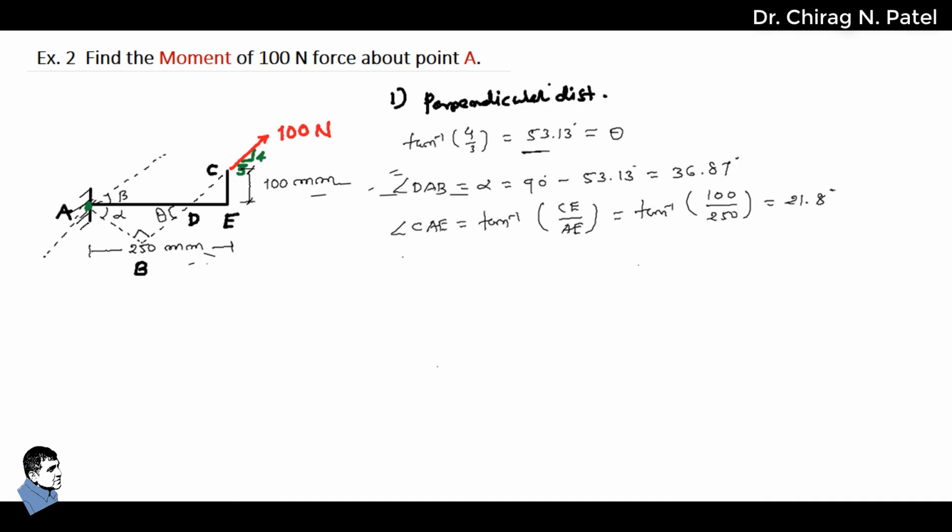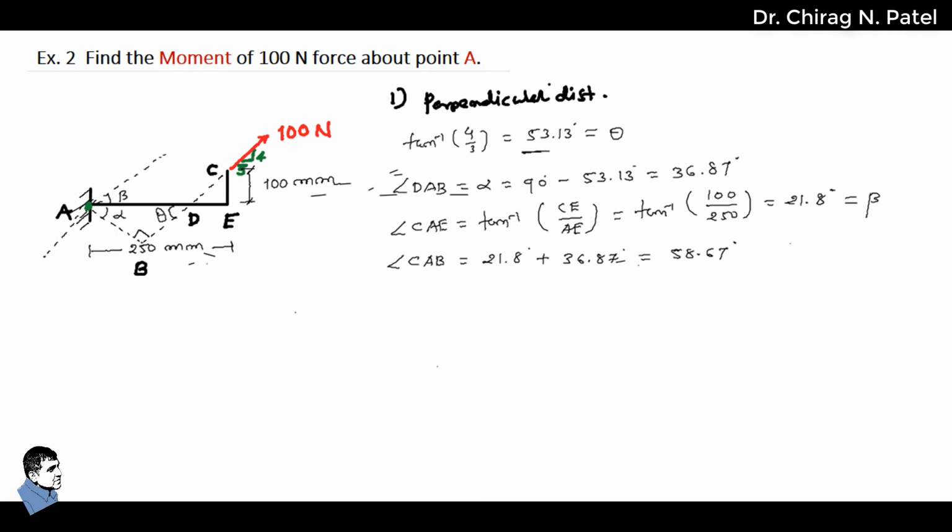Now, considering angle CAB, we have the overall angle as 21.8 degrees plus 36.87 degrees, that equals 58.67 degrees. So that is the overall angle, alpha plus beta. Here this is the beta angle, so alpha plus beta is the overall angle available at point A.